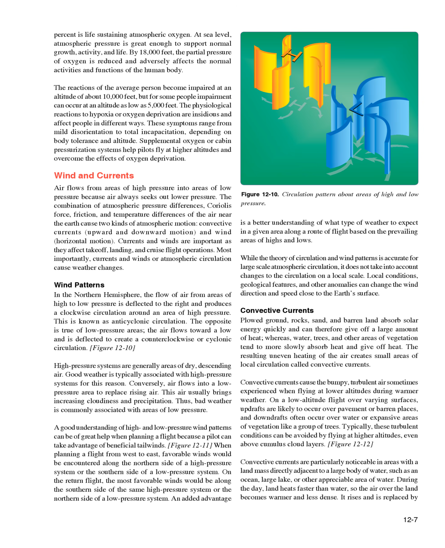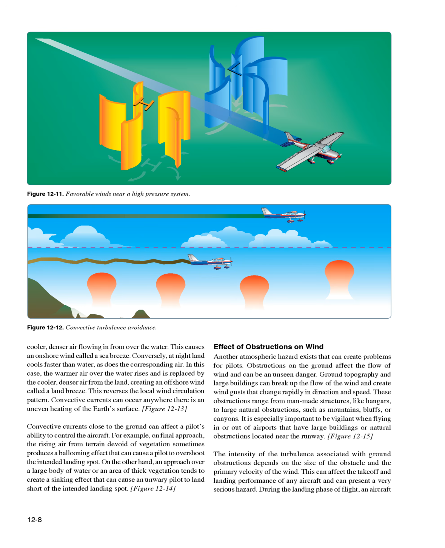Figure 12.12. Convective currents are particularly noticeable in areas with a land mass directly adjacent to a large body of water, such as an ocean, large lake, or other appreciable area of water. During the day, land heats faster than water, so the air over the land becomes warmer and less dense. It rises and is replaced by cooler, denser air flowing in from over the water. This causes an onshore wind called a sea breeze.